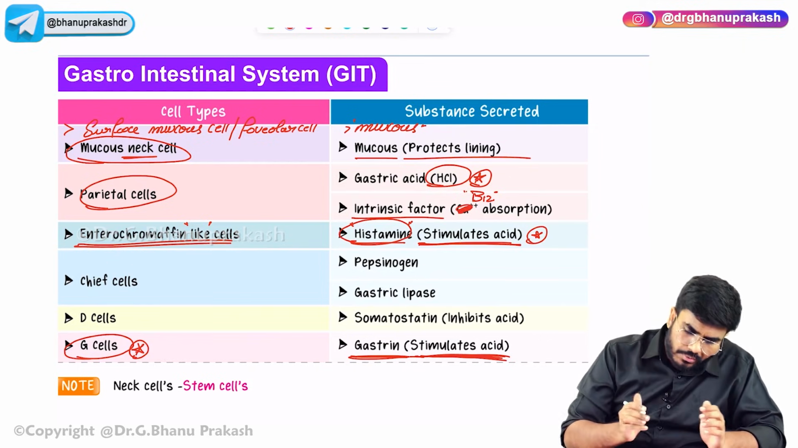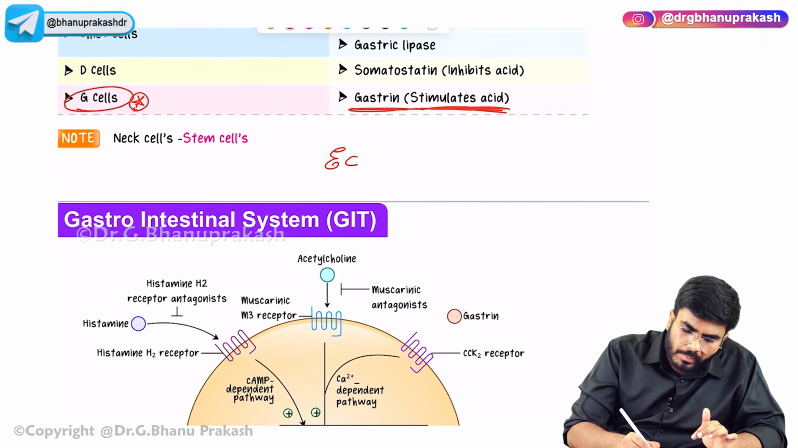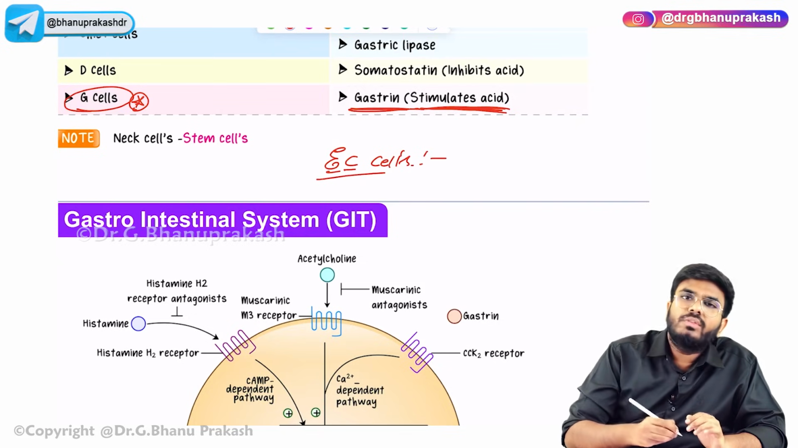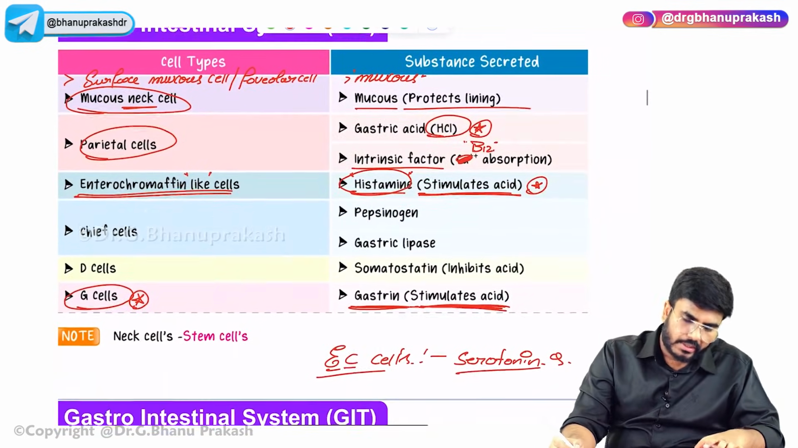But if someone asks you about enterochromaffin cells, not like cells, in the GIT, what do they produce? They produce serotonin. Enterochromaffin cells produce serotonin.